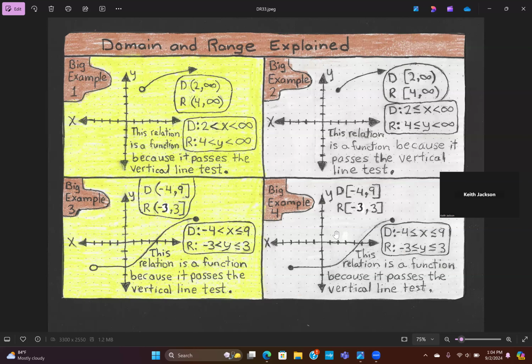All right, you have been given a lot of information. I wouldn't blame you if you need to pause the video to give it a once over, or replay this video as many times as you need to gain a deeper understanding of domain and range.